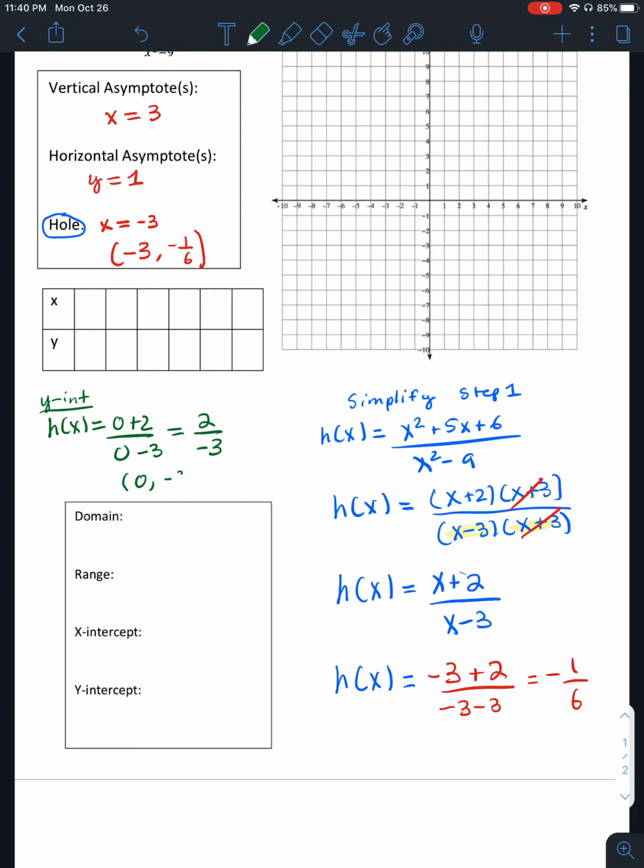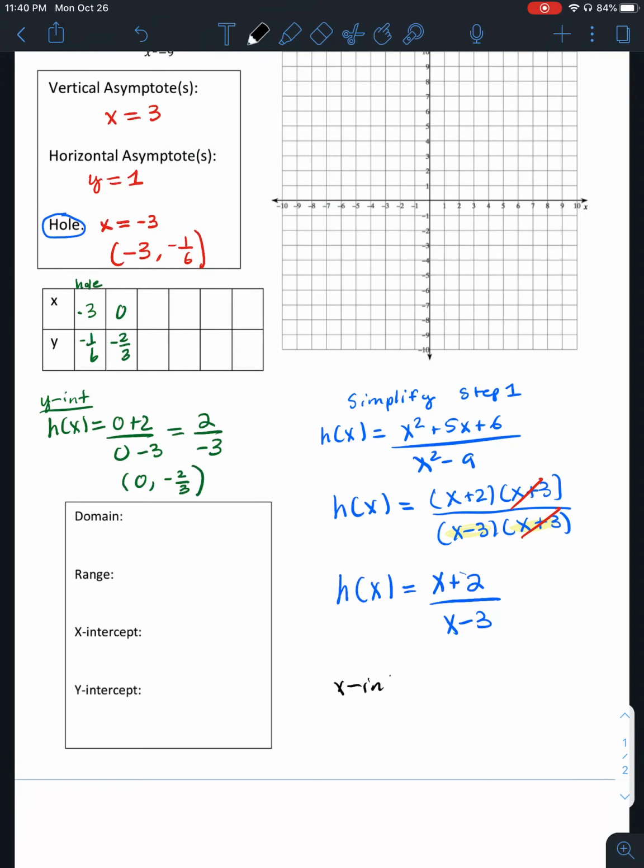And I hope you see that we are kind of gradually just making points on our graph. Like we have -3, -1/6. We know there's a hole. We got 0, -2/3. We know that's our y-intercept. And next, let us find our x-intercept. And for the x-intercept, there's kind of a trick.